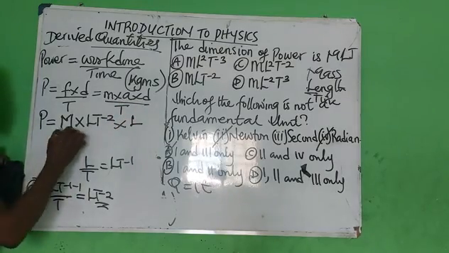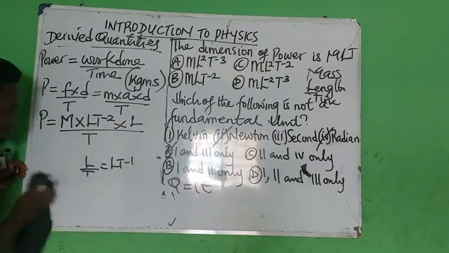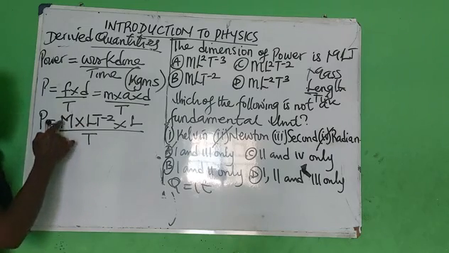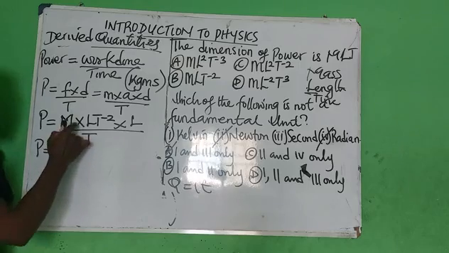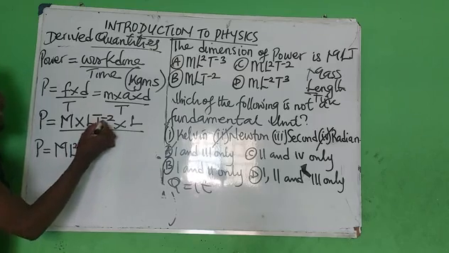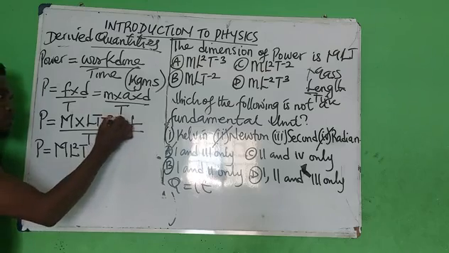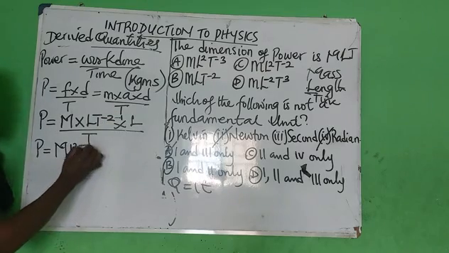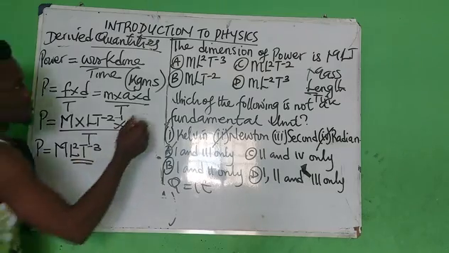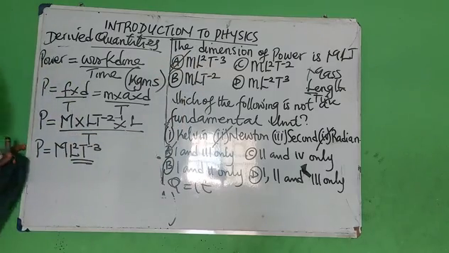Then you now have distance, which is L, over time, big letter T. So what do we have now? I have big letter M. L times L, L squared. Now we're having minus 2 here. As soon as this T goes up, it becomes minus 1, that is minus 3. So what we have here is the answer: M L squared T minus 3.